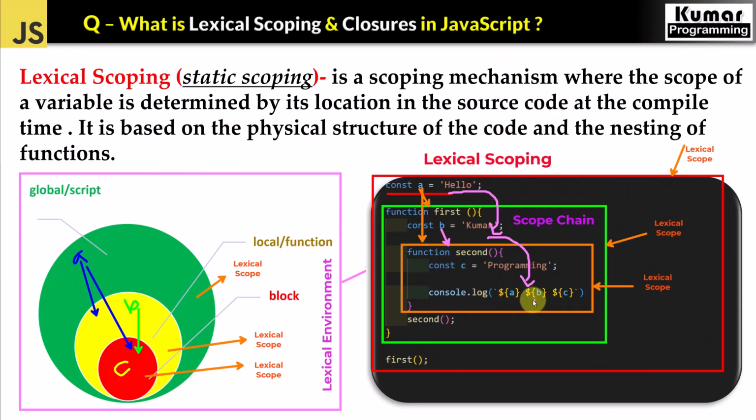And here, if you see, I'm trying to use this b variable, which is lexically scoped from our local lexical scope, right? So what will happen? Our JavaScript engine will first try to find it in this scope. And if it won't find it inside this scope, then it will try to find it in our parent scope. If it gets the value from the parent scope, then it will print it over here.